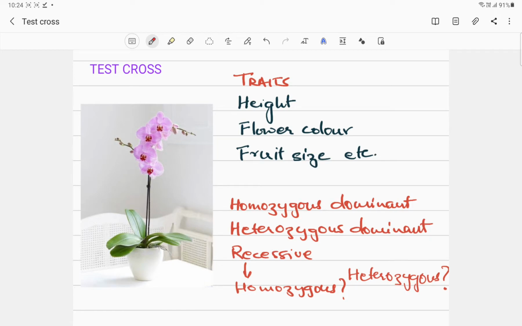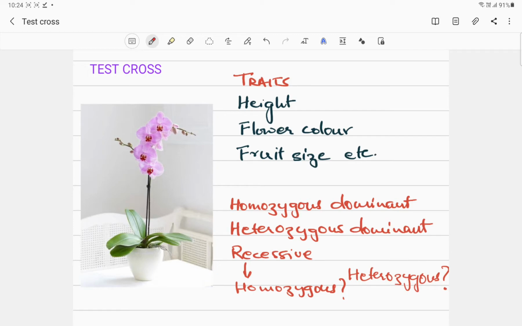Now in this video we will learn about the concept of test cross. Every organism has a wide variety of characteristics or traits, and each trait can take various forms. For example, height, and the different forms can be tall or short or something like a medium sized organism. Similarly, fruits can also take different forms based on, let us say, size or the amount of sweetness present in them. So there are a wide variety of traits that an organism has, be it a plant or an animal or any other unicellular or multicellular organism.